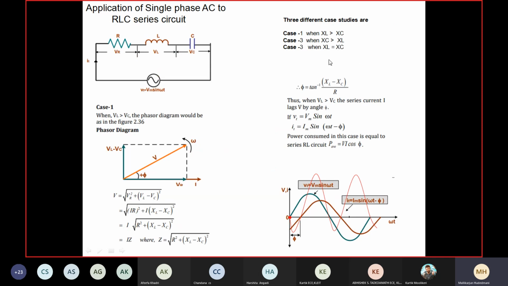When case number 3 is considered, what is this? Inductive reactance is equal to capacitive reactance. It means the dominance of these two is not there. Each one gets cancelled off. VL is equal to VC in magnitude. Therefore, the resultant vector diagram I draw looks like this.